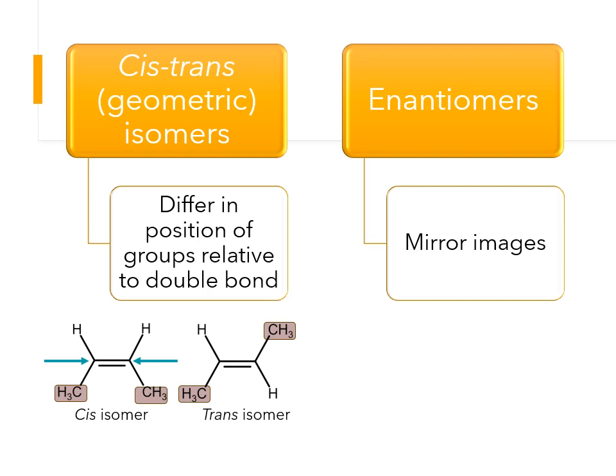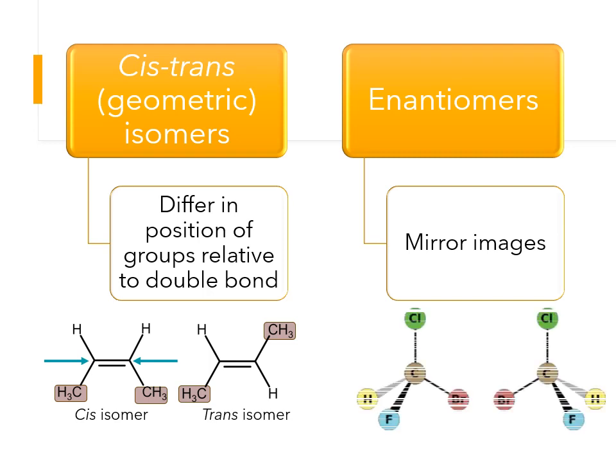Now, the final type of isomer that we're going to look at are enantiomers, and these are molecules that are mirror images of each other. Take a look at your right and left hands for a moment. Can you rotate one to match the other? You can have your thumbs on the same side, but then one hand is palm up and the other is palm down. You can have your palms facing the same direction, but now your thumbs are on opposite sides. This is how enantiomers work.